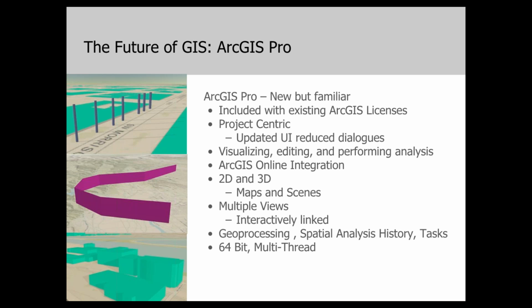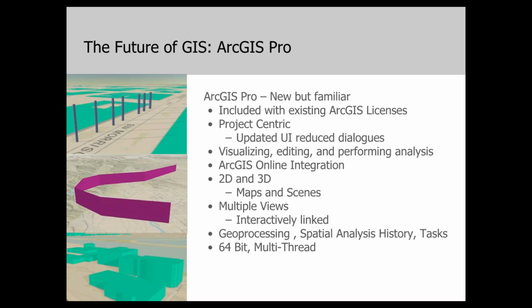ArcGIS Pro has an updated user interface, and one of the main goals from Esri was to reduce the amount of dialogues, because, as you guys know, what do you want to be doing? You want to be looking at data and looking at the map. And one thing about ArcGIS for desktop is that a lot of times you end up having some toolbox dialogue covering up your map. So that was one of the big goals of the updated UI in ArcGIS Pro. It's still a product to be used for visualizing, editing, and performing analysis on your GIS data. Nothing new there. It has, I would say, very much enhanced ArcGIS Online integration. I'll go into that in a little bit.